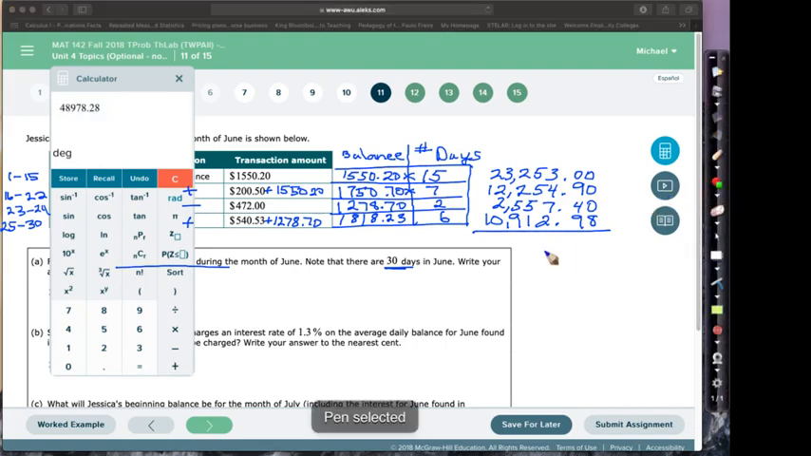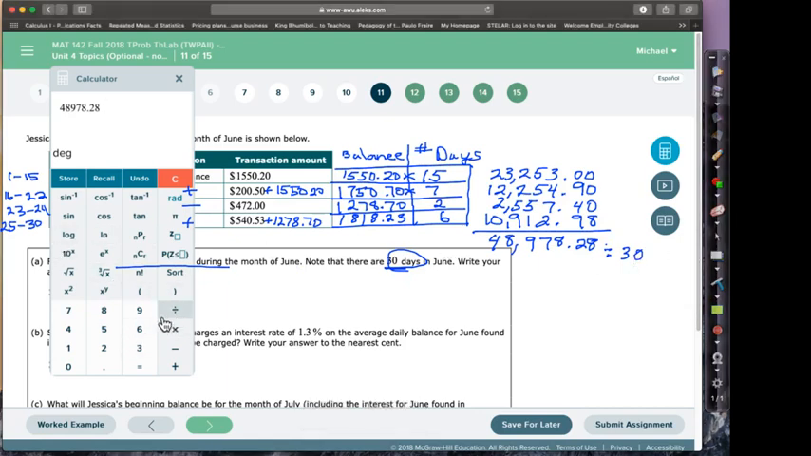We never had 48,000 on there, but remember, this is like a mean daily value. The sum of all the day's balances was $48,978.28. So to get the average, we're going to divide by 30 days. If it says 31, we would divide by 31 days. So we do whatever it says. 30 days. So now all this work, divide it by 30 days. There we are.